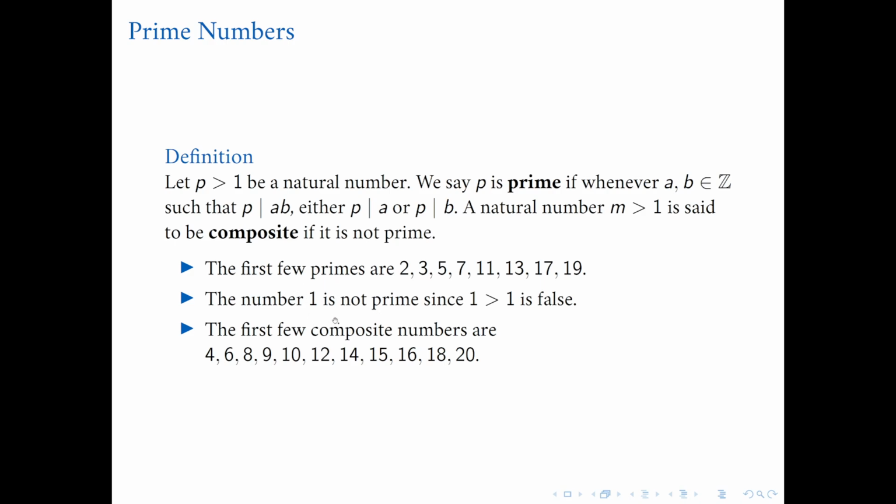So we'll see at least one example in this section on why it's not useful to allow 1 to be prime. 1 is a special type of number in the integers, and we'll get to that when we get to that. And here are the first so many composite numbers as well.